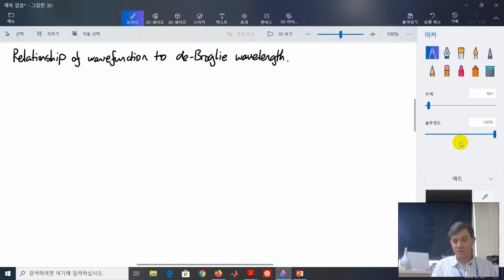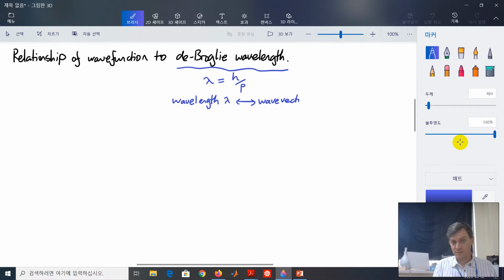Okay, so remember, what is the de Broglie wavelength? This is saying that to any particle we can define a wavelength lambda in terms of its momentum, just h divided by p. So rather than talking about a wavelength lambda, often you can also talk in terms of a wave vector k, which is defined as 2 pi divided by lambda, and we will use this in the description in terms of the wave function.